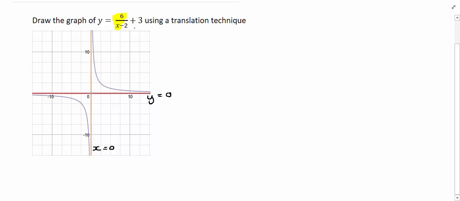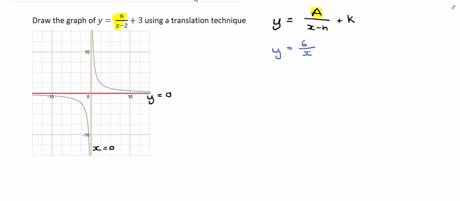Now if we have a look at the general form here, we've got y is equal to a over x take h, plus k. So we can see in this case that a is equal to 6. Now if we're just looking at the situation of y is equal to 6 over x, what we should take note of is that that's x take 0 plus 0. So h is equal to 0 and k is equal to 0.